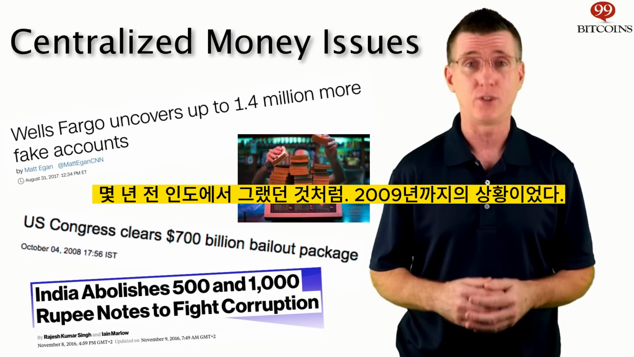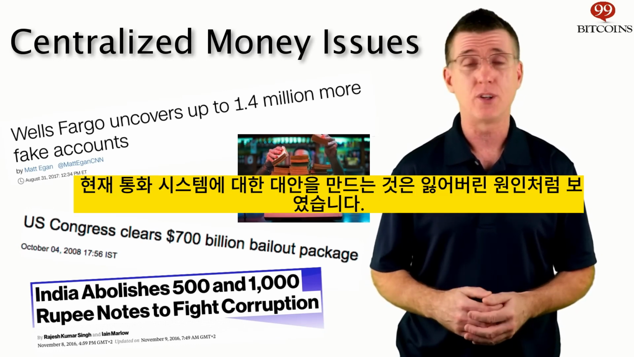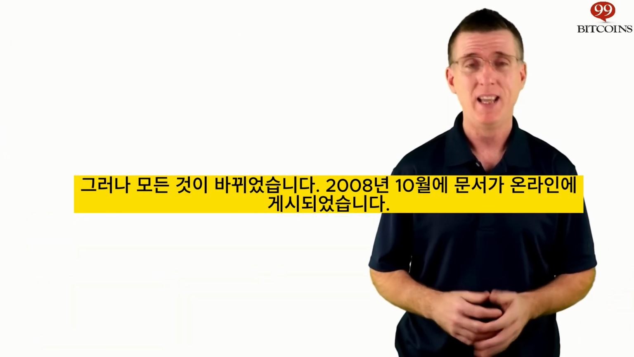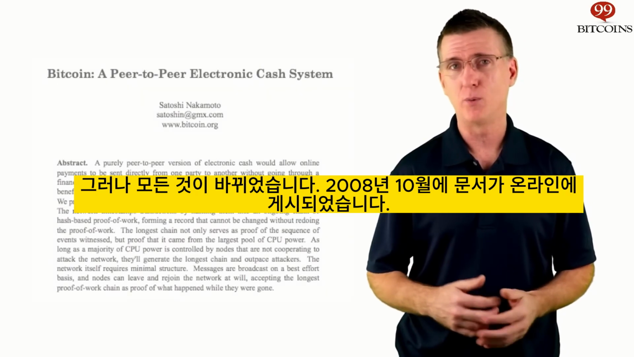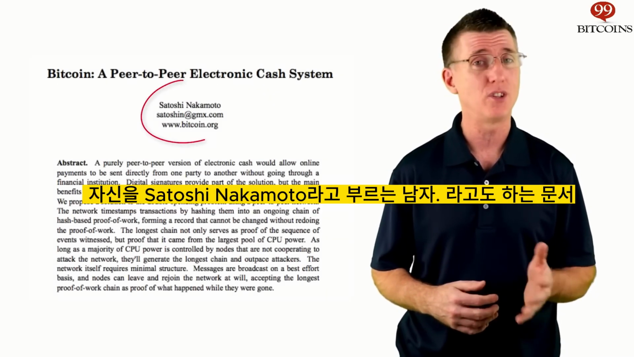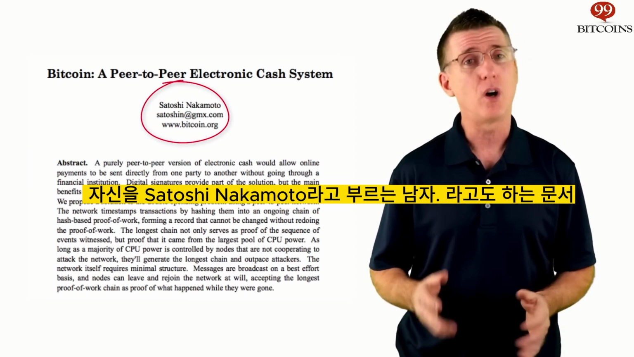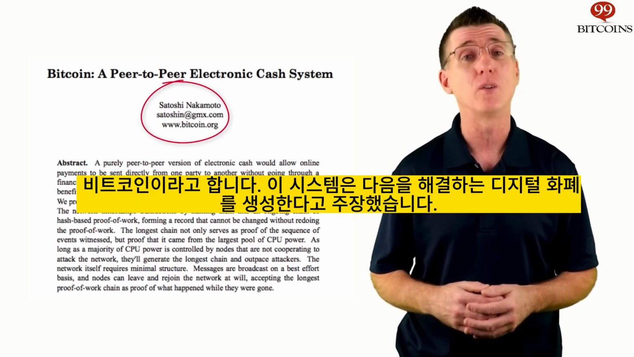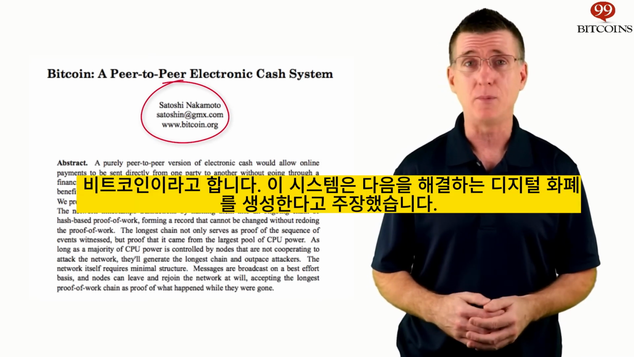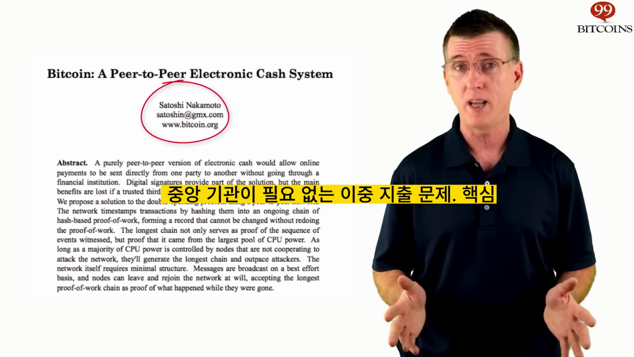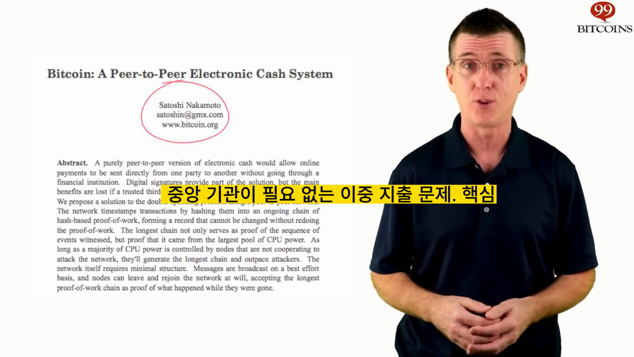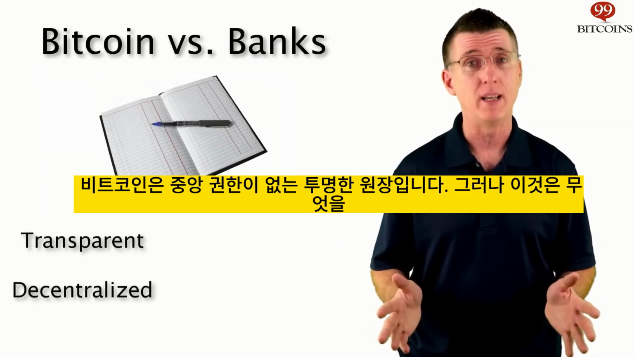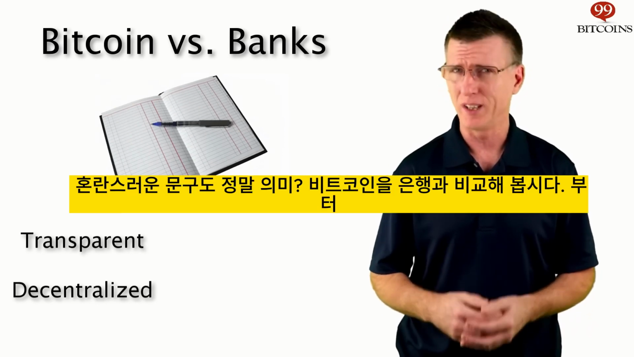This was the state of things until 2009. Creating an alternative to the current monetary system seemed like a lost cause, but then everything changed. In October of 2008, a document was published online by a guy calling himself Satoshi Nakamoto. The document, also called a white paper, suggested a way of creating a system for a decentralized currency called Bitcoin. This system claimed to create digital money that solves the double spend problem without the need for a central authority. At its core, Bitcoin is a transparent ledger without a central authority. But what does this confusing phrase even really mean?